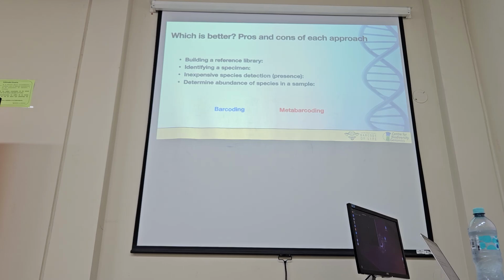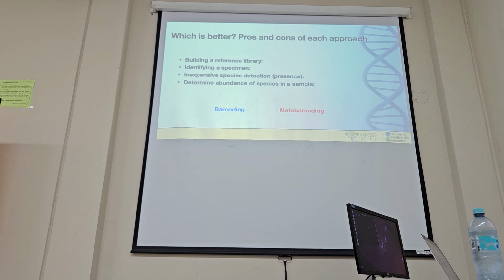Okay, what about if you had a specimen and you want to say, I have this specimen, I want to know what it is. Would you use barcoding? Put your hand up. One specimen, or metabarcoding? Okay. What if you wanted to see if a species is in an area and do that for very cheap? Would you use barcoding or metabarcoding? Okay. And if you had a sample and you wanted to know how many individuals of each species were in a sample, would you barcode everything or metabarcode everything?